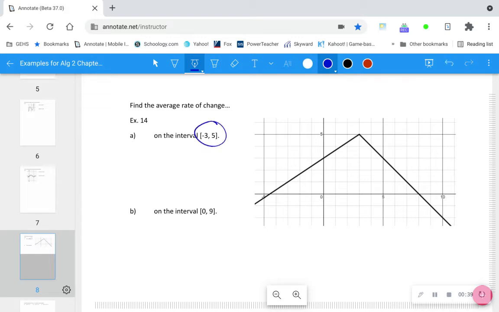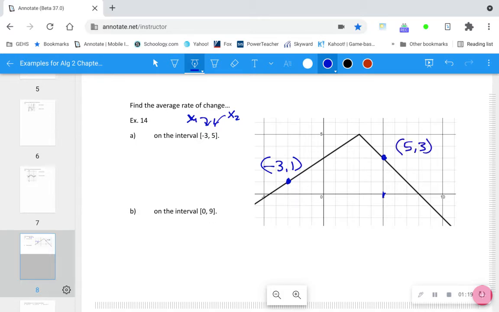-3 to 5. What this means is that we're starting at -3 for the first x, and we're going all the way over until that second x is equal to 5. So -3 is over here, and that puts us at this point right here. Let me label that point. It's the point -3, 1. And then over at 5, we're at a height of 3, so we're going to use the point 5, 3.